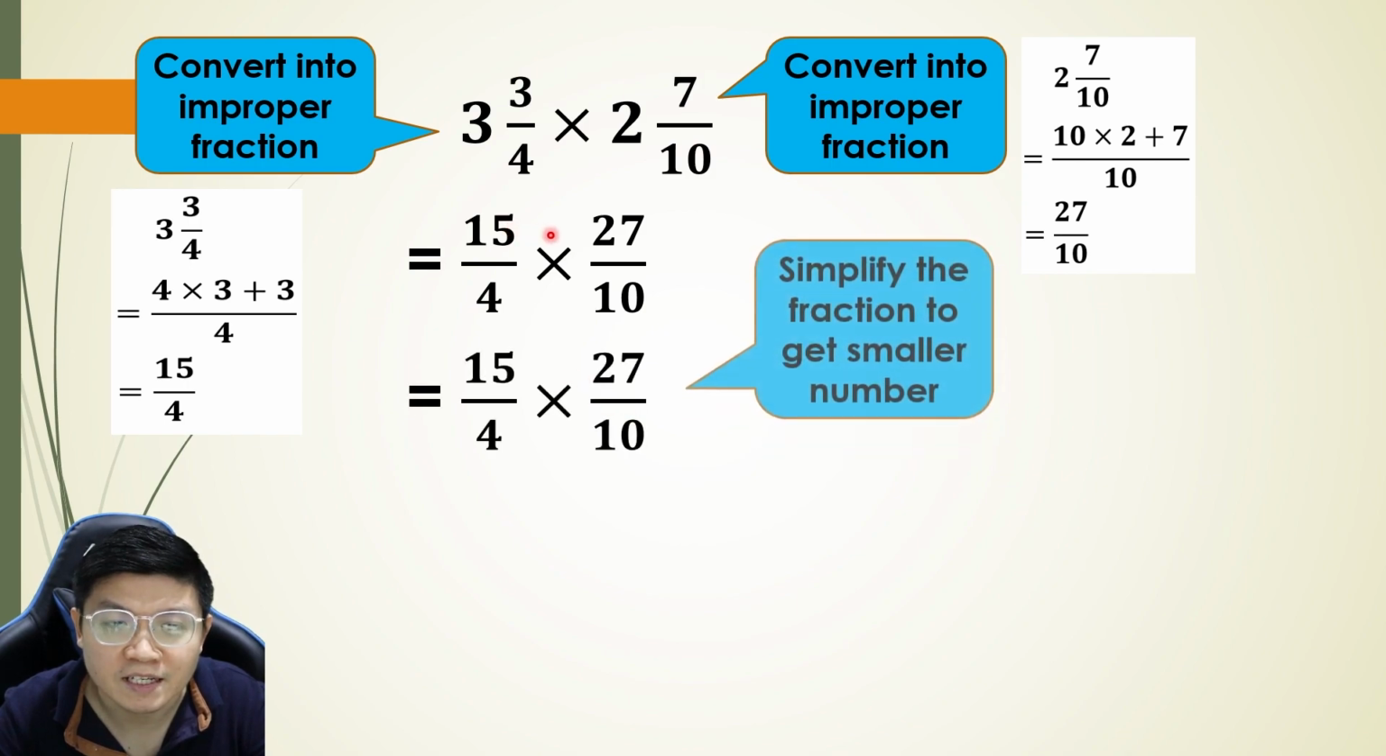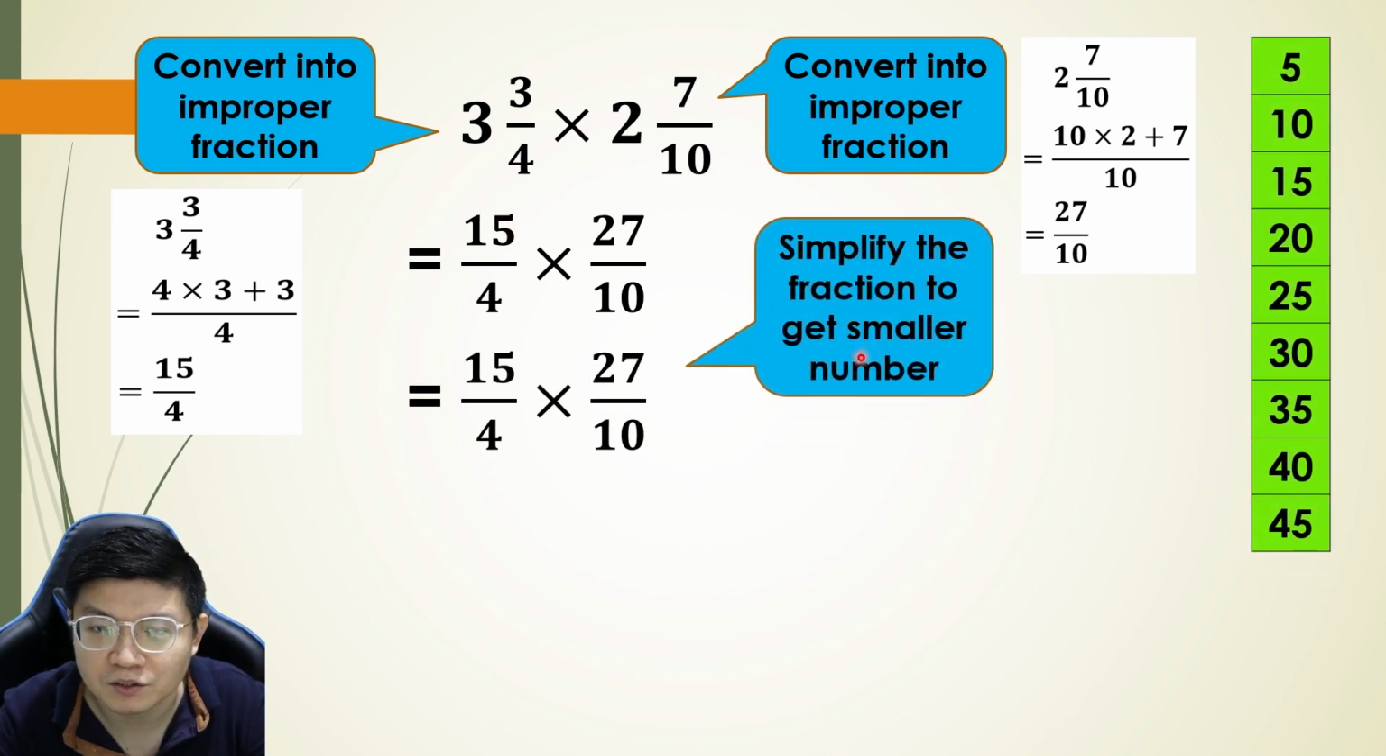Now look at this, we can simplify the fractions to get smaller numbers, right? Here, I saw times table 5. Why? Because times table 5 contains 10 and also 15. Yeah, 10 and 15. Therefore, I simplify it. 15 is the third place. 15 here. 1, 2, 3.